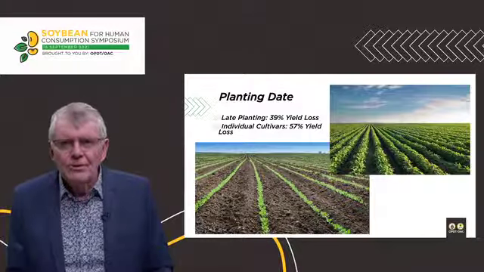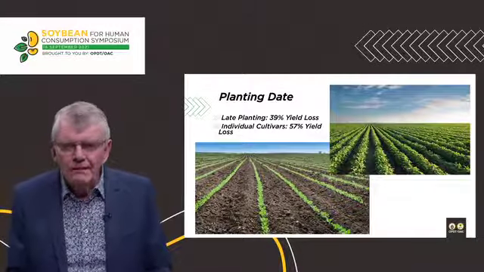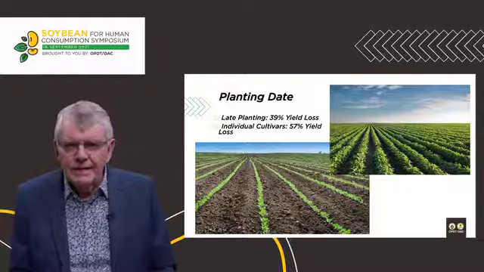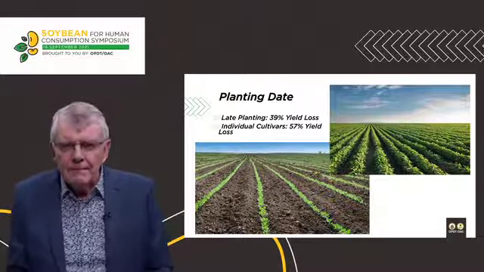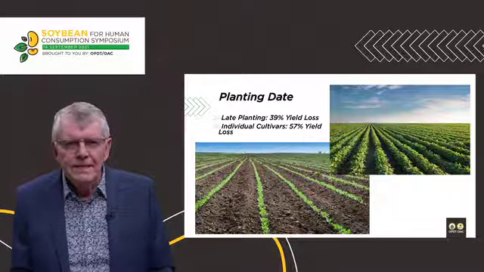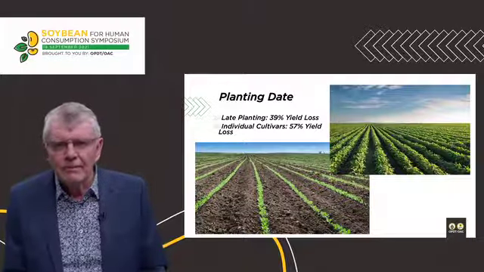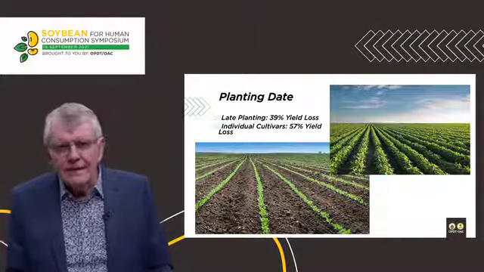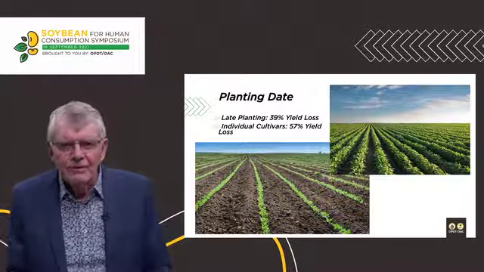We had the opportunity last season to plant a full cultivar trial of 30 cultivars at Soybean, and we planted that on the 11th of November. And 26 days later, we planted another full cultivar trial. The yield reduction from the first to the second planting was almost 40%.